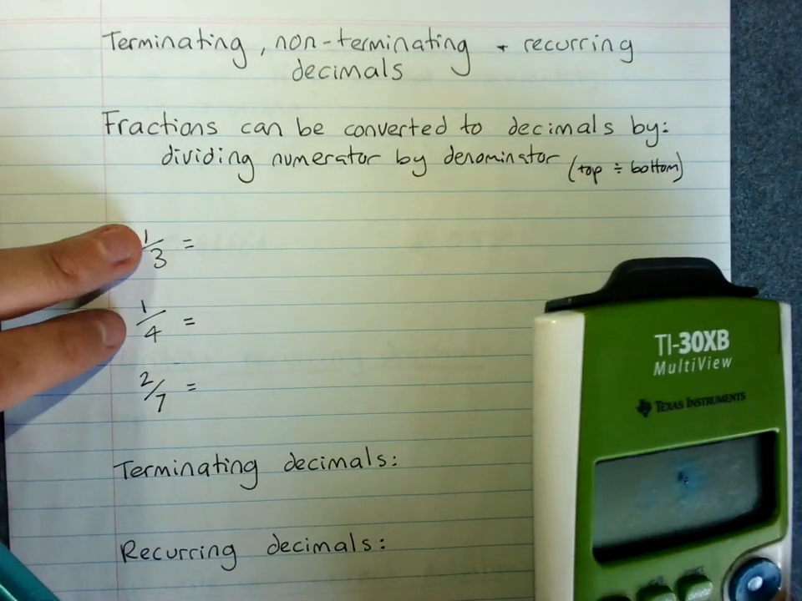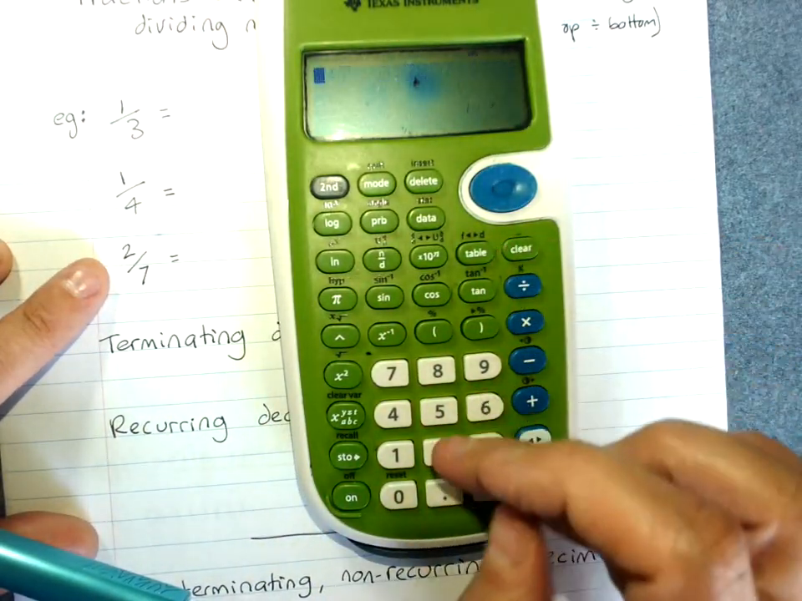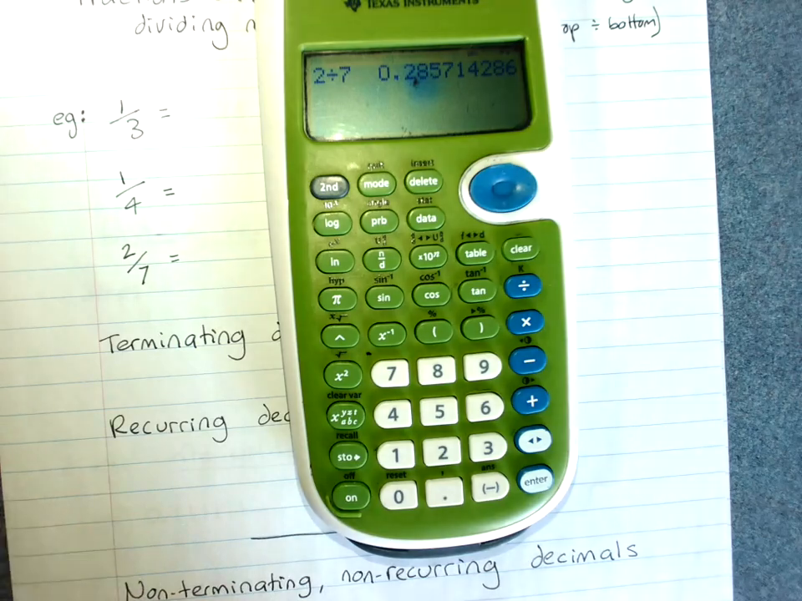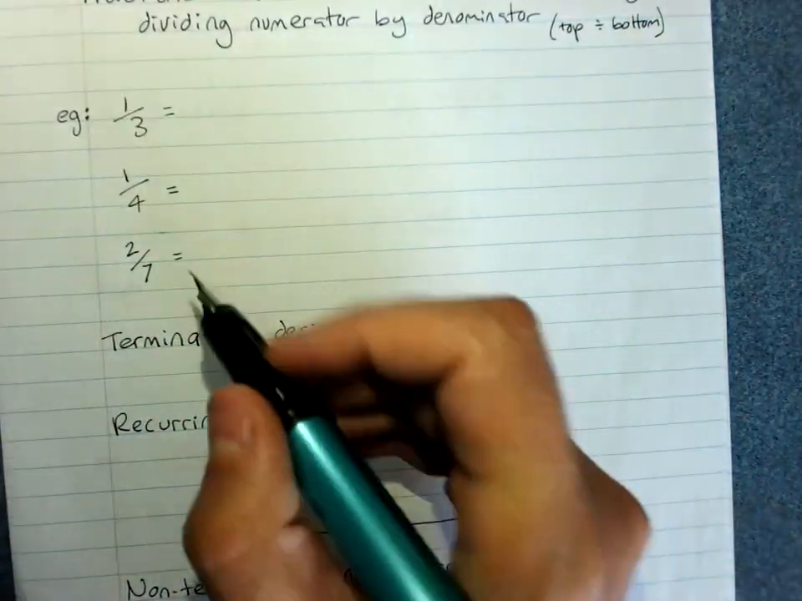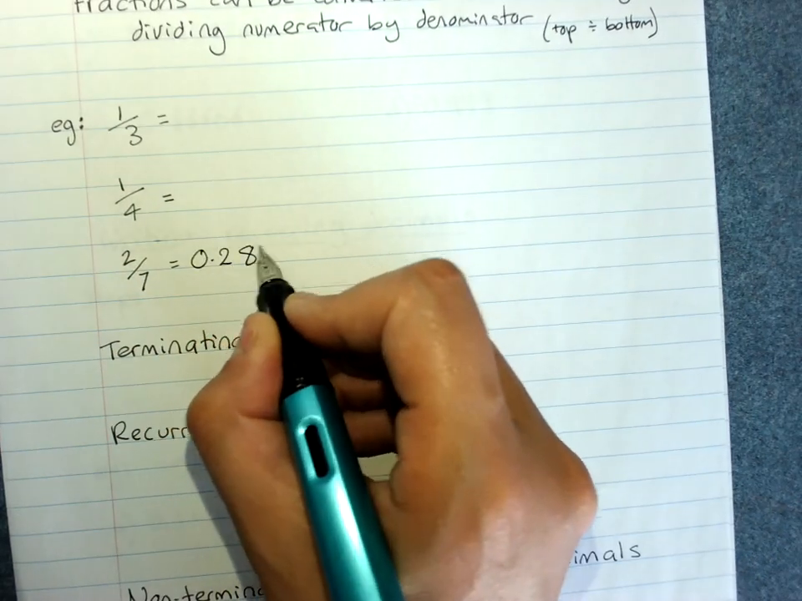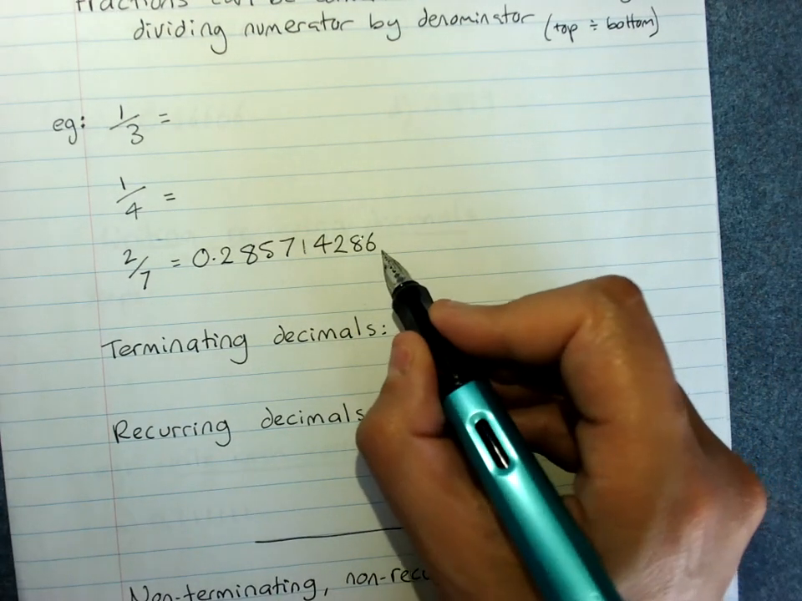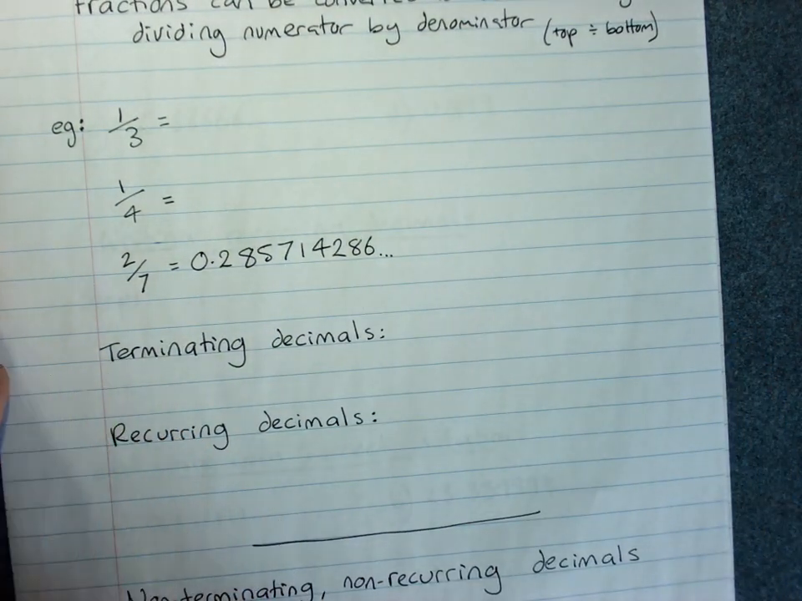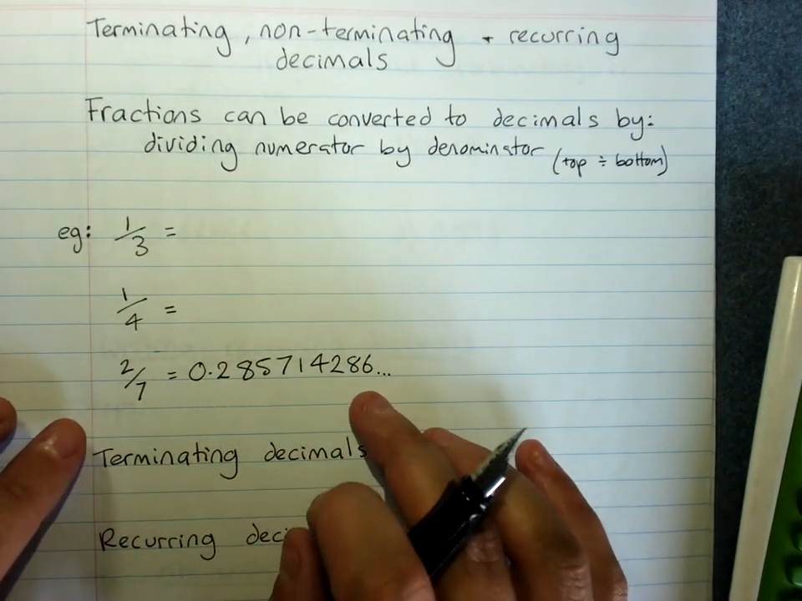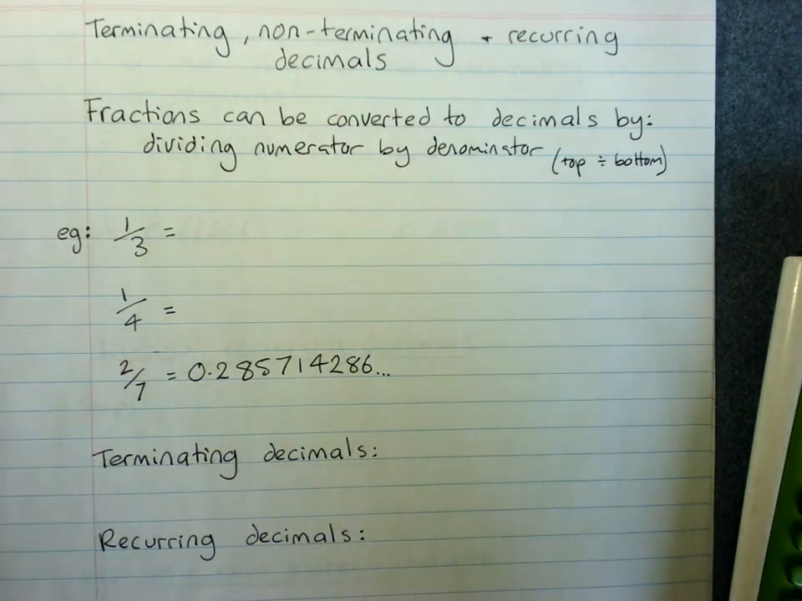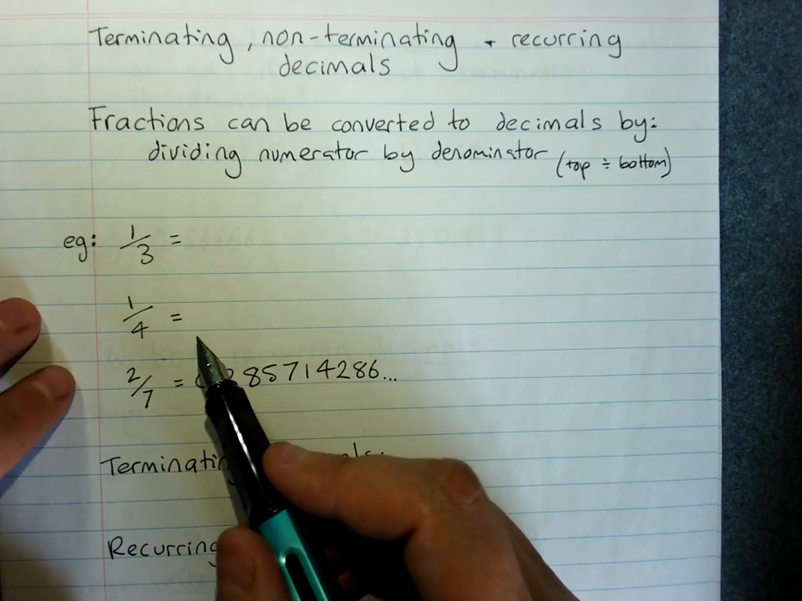Now I'm going to leave these two for a moment and just show you 2 divided by 7, and I get quite a long decimal number there: 0.285714286, and I happen to know that that one keeps going. Now what I mean by keeps going is sometimes a decimal can be evaluated and just stop. We run out of remainders.